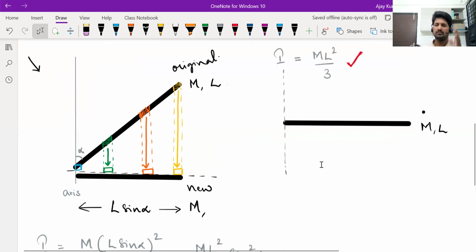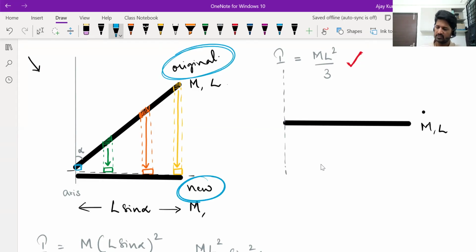You were given a rod which makes an angle alpha with the axis. Fine. So what we did is we slid the mass of the rod parallel to the axis such that we form a new rod which is oriented perpendicular to the axis. Now, if you slide mass of a rod parallel to the given axis, its moment of inertia will not change. That means this original rod and this new rod will have the same moment of inertia. And for the new rod, the given axis is an axis passing through one end perpendicular to it, for which we already know the formula. And we use it, we get the answer.